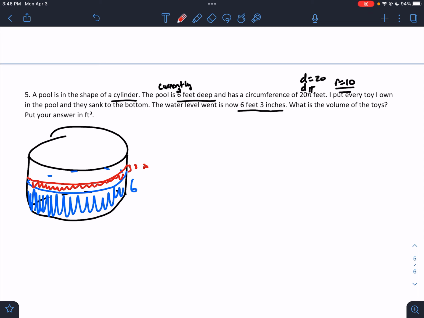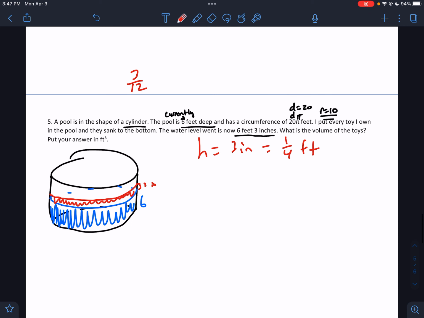We care about the displaced height, which is 3 inches, which is 1/4 of a foot, right? 3 inches divided by 12 is 1/4 of a foot. Guys, I've said this all year. I do not care about units until they matter. So I pay attention to them, I just don't care about them. That's not good. Your science teachers, even the math teachers, they're going to yell at you. Units are important. I just don't pay attention to them.